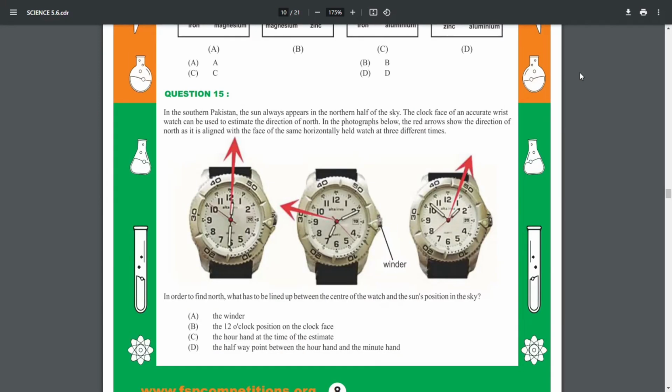Question 15. In the southern Pakistan, the sun always appears in the northern half of the sky. The clock face of an accurate wristwatch can be used to estimate the direction of the north. In the photographs below, the red arrows show the direction of north as it is aligned with the face of the same horizontally held watch at 3 different times. In order to find north, what has to be lined up between the center of the watch and the sun's position in the sky? The correct option is B. The 12 o'clock position on the clock face.